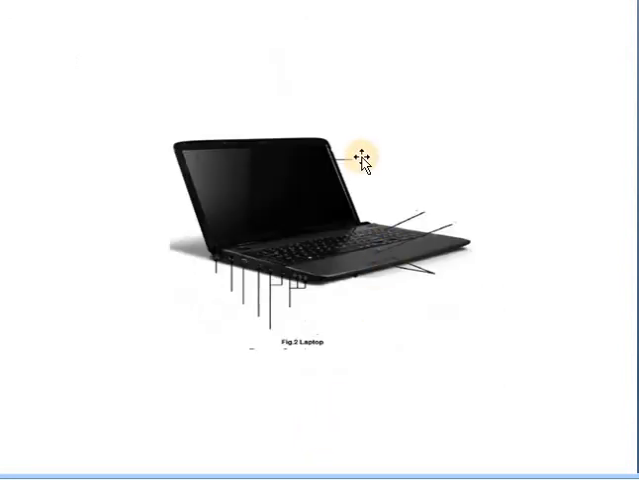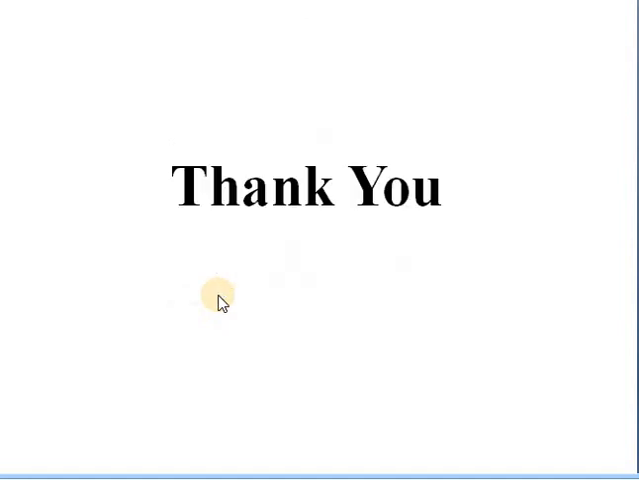Suppose this is the monitor, this is the keyboard or keypad, this is the touchpad, left and right button, speaker port, this is the USB port, this is the HDMI port, this is the VGA port, then LAN port, then a power supply port or power connector. These are the labels. This is practical number one, specification of desktop PC, laptop and server. Okay, thank you.